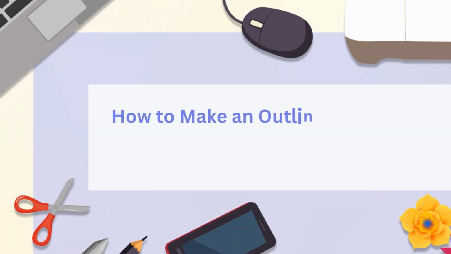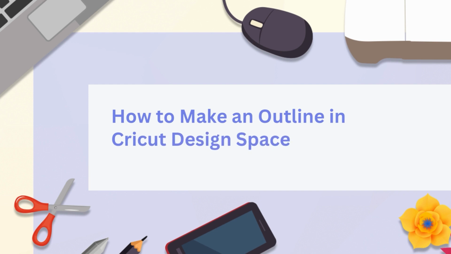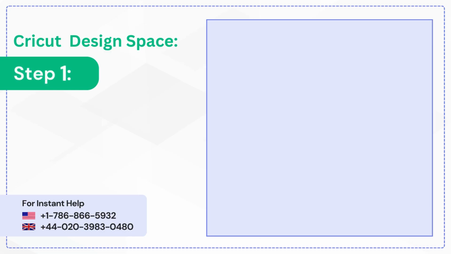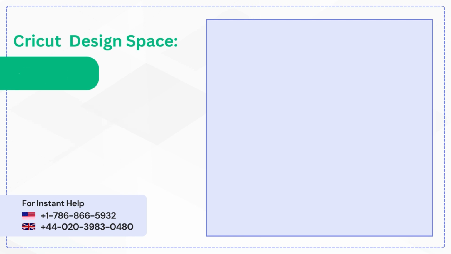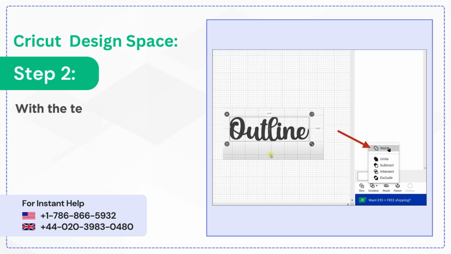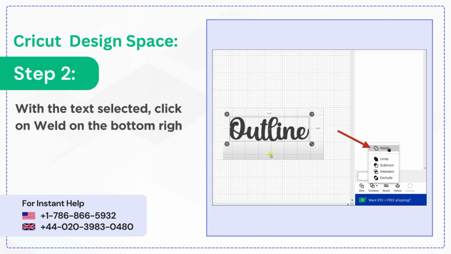How to make an outline in Cricut Design Space. Step 1. In Cricut Design Space, click on Text and type out a text. Step 2. With the text selected, click on Weld on the bottom right side of the screen.